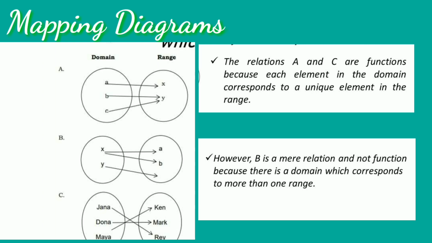Let us look at letter A. We have A to X, B to Y, and C to Y. Therefore, the letters in the X or the domain do not repeat. And in letter C, we have Jana, Ray, Donna, Mark, Maya, and Ken. So, this is an example of a function. Jana goes with Ray, Maya with Ken, Donna with Mark. So, there is a one-to-one relationship.